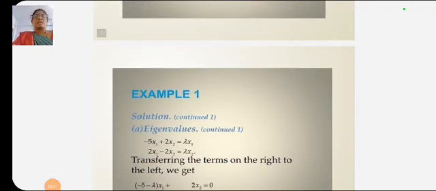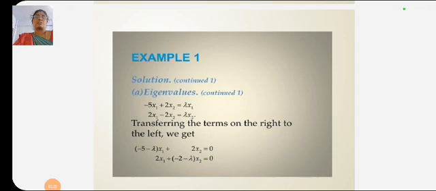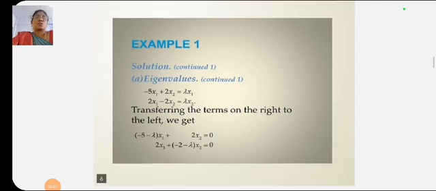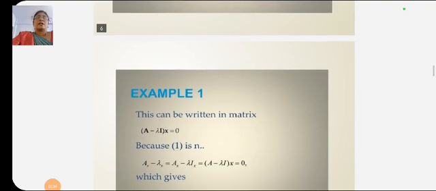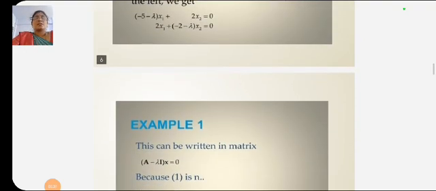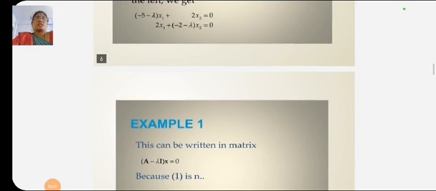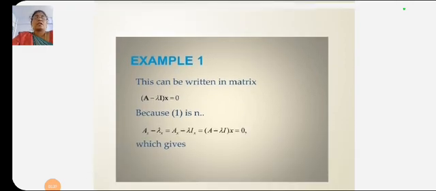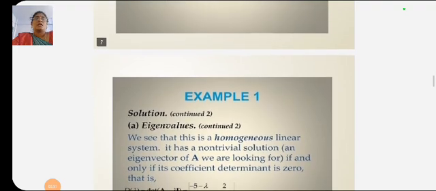So the eigenvalue equations are minus 5 x1 plus 2 x2 equal to lambda x1, and the other equation is 2 x1 minus 2 x2 equal to lambda x2. We have to solve these two equations. This can be written in matrix form as (A minus lambda I) x equal to 0. Therefore Ax minus lambda x equal to Ax minus lambda I x equal to (A minus lambda I) x equal to 0. It gives the solutions.